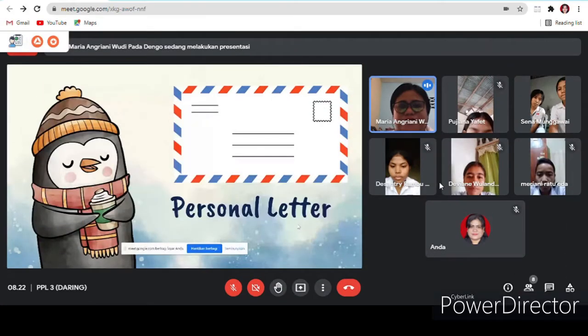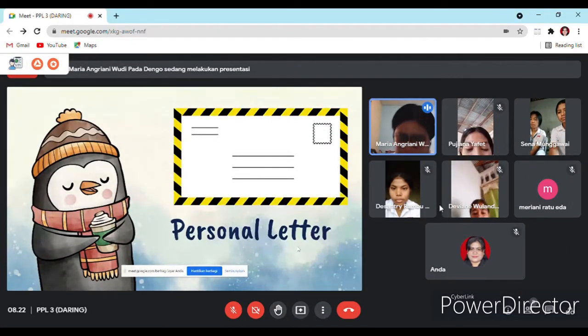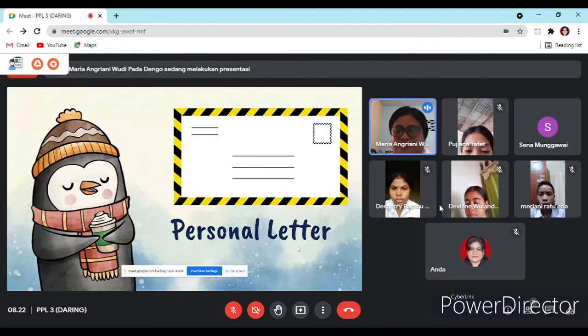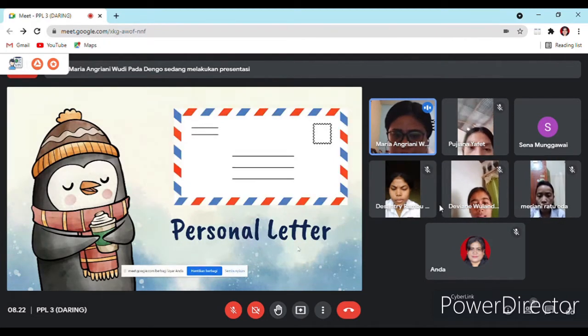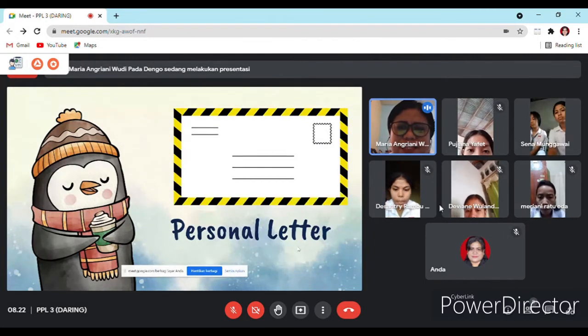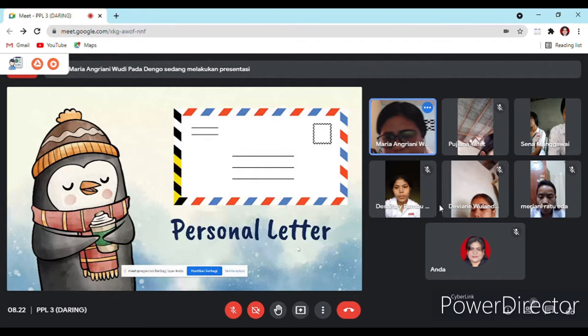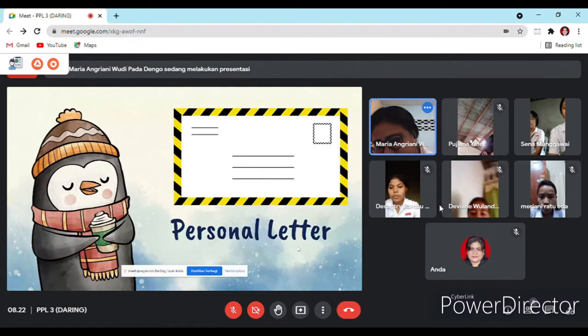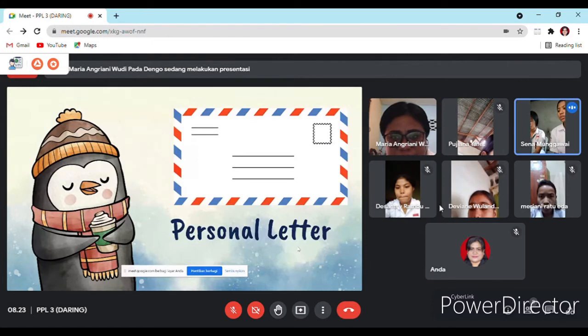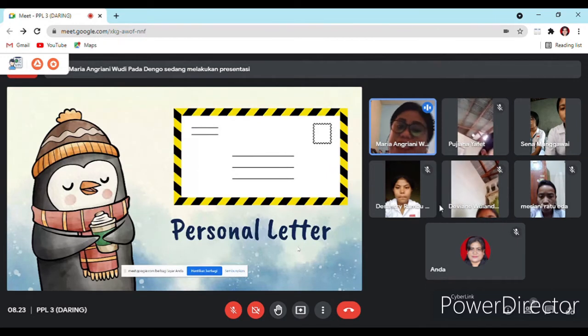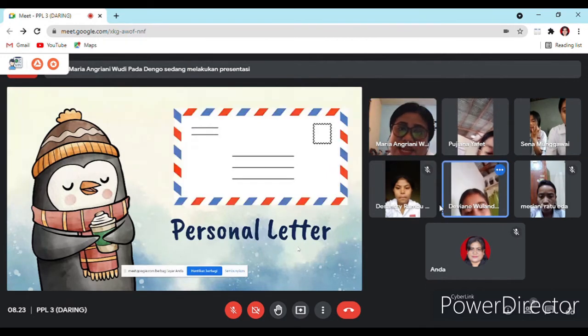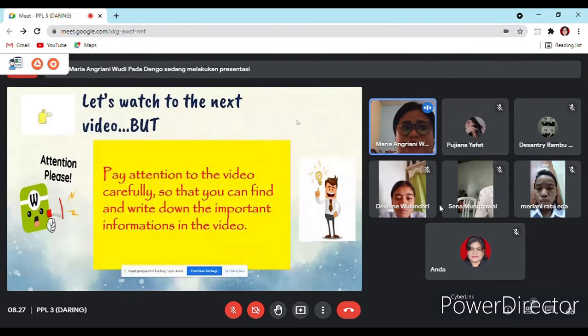Okay, for the first, we can see our material that we are going to study today. It's about personal letter. Do you know what is personal letter? Apa sih personal letter itu? What is personal letter? Gita? Surat tidak resmi. Surat tidak resmi atau lebih cenderung dikenal dengan surat pribadi. Okay.